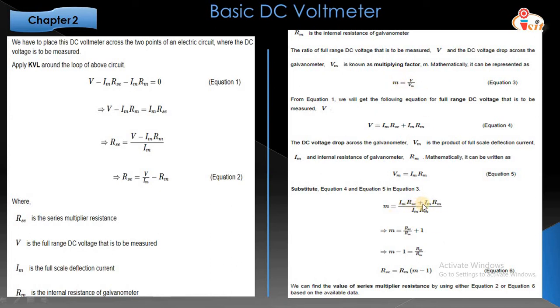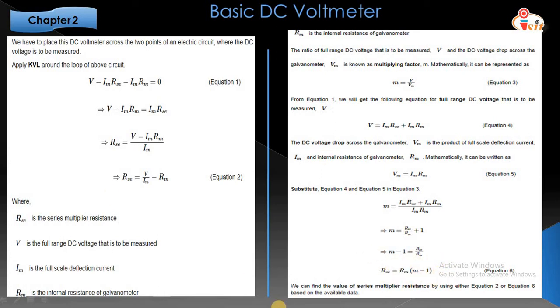Then substitute this Vm and the value of V in equation number 3. Then M is equal to (Im Rsc plus Im Rm) upon Im into Rm. Im Rm cancels, Im cancels. Remaining is Rsc upon Rm plus 1. Then take this plus 1 here: M minus 1 is equal to Rsc upon Rm. Now this Rm is taken to the other side, it will be multiplied by the factor M minus 1. Then Rsc is equal to Rm into (M minus 1).